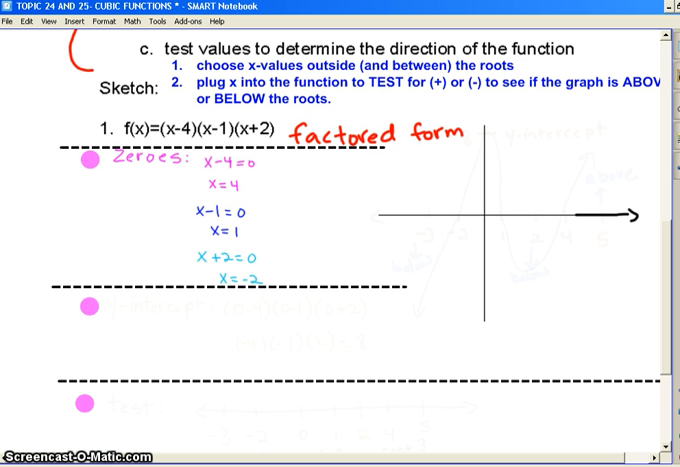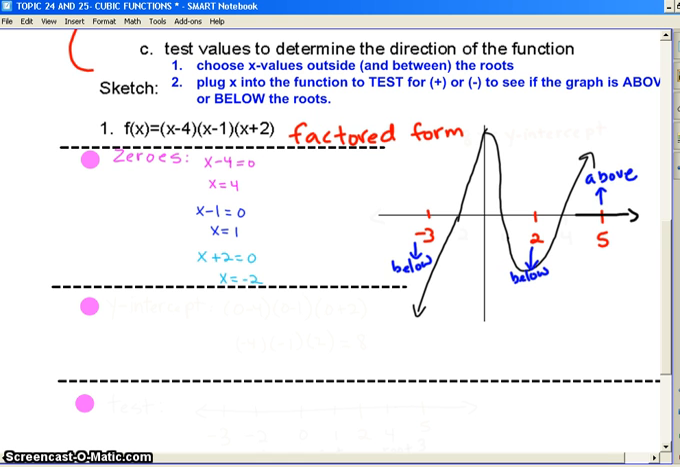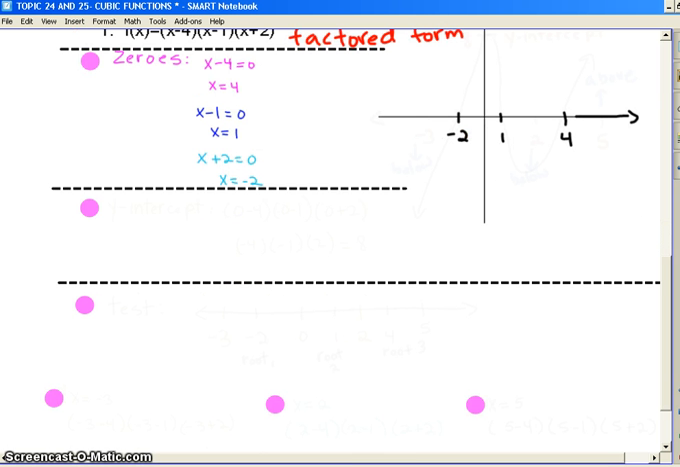Okay, so start by graphing those 3 points on your graph. Don't put those numbers on there. All right, so start by graphing your zeros first, 4, 1, and negative 2 for x. We know that the graph is going to cross in those 3 spots. But we also need to know where it is going to cross y. How am I going to find that? Plug in 0 for x.